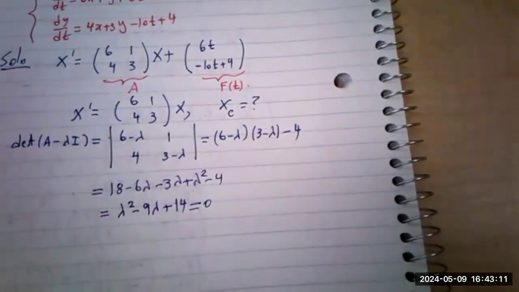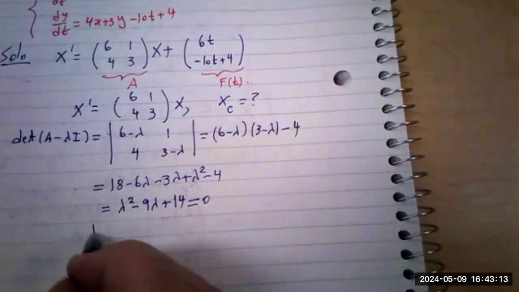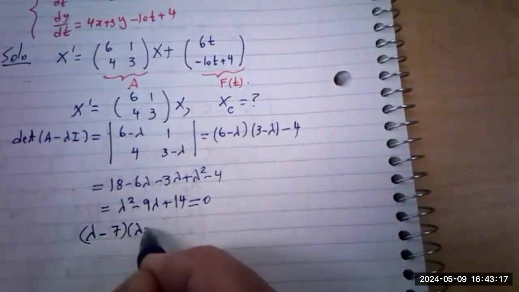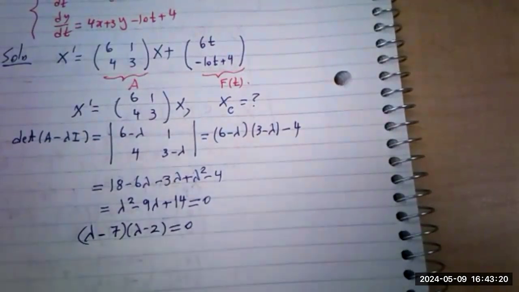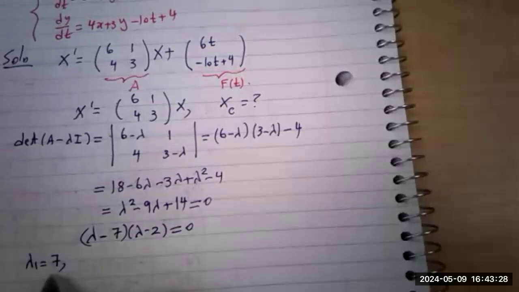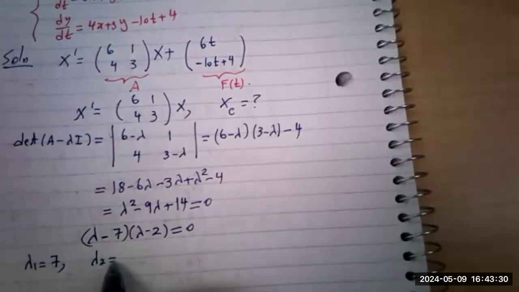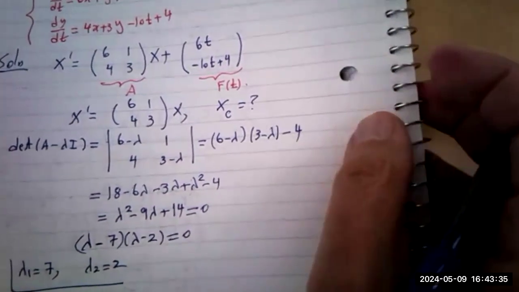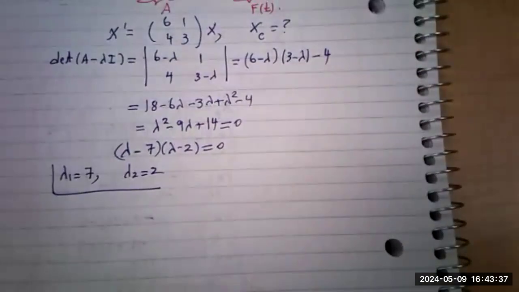Easy equation to solve. You factor it into lambda minus 7 times lambda minus 2 equal to 0. So you have two distinct solutions. We get lambda 1 equal to 7, it doesn't matter, and lambda 2 equal to 2. Now work on the eigenvectors.